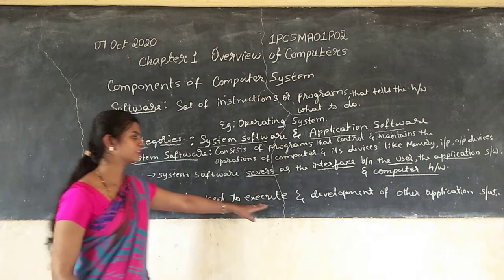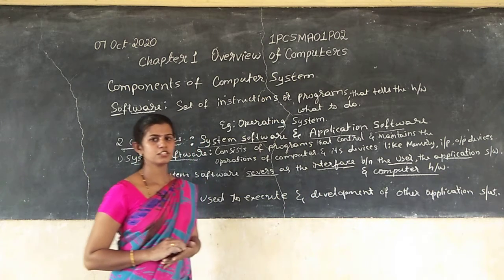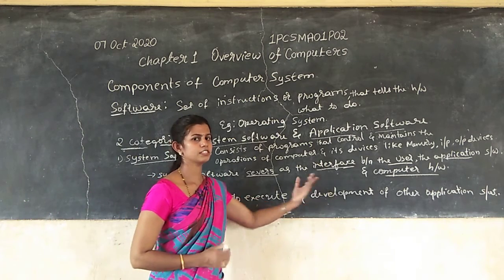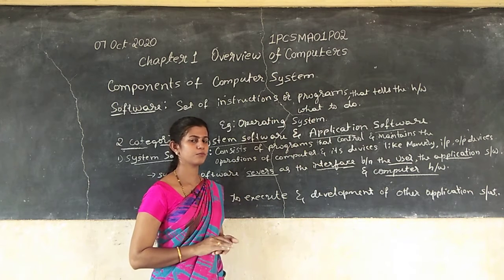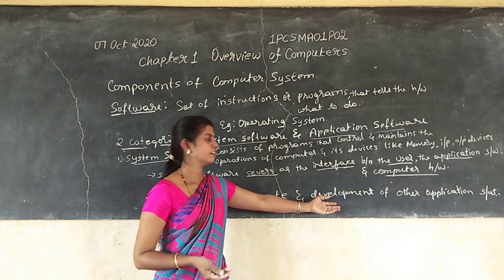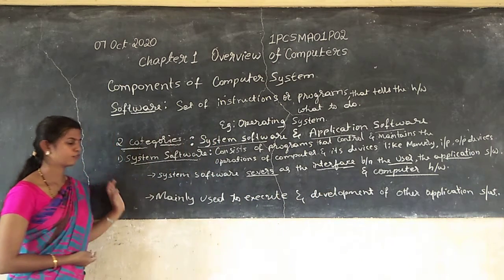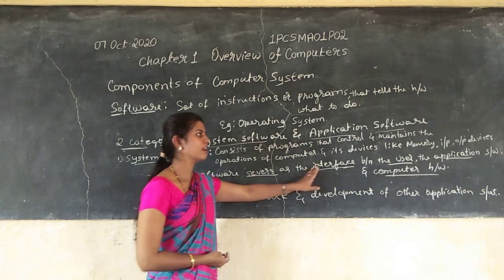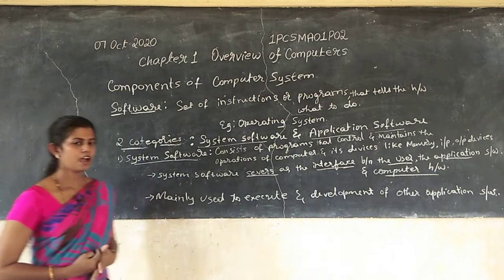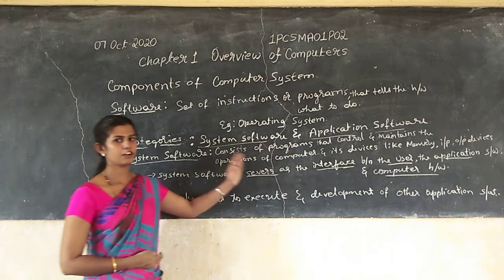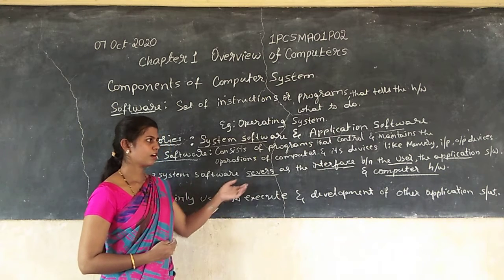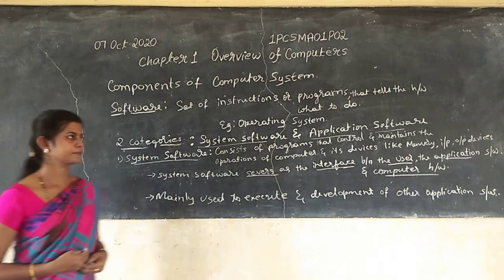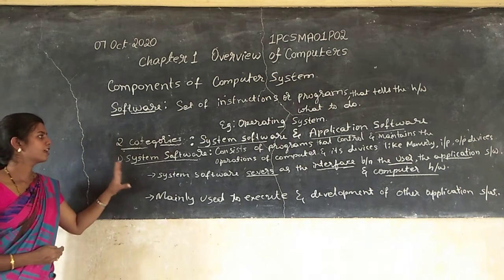And mainly it is used to execute and develop other application software. It is used either to execute application software or to develop new ones. These system softwares are used for that. System software acts as an interface between user, application software and computer hardware, and it consists of programs that control and maintain the operations of the computer and its devices like mouse and input output devices. So, this is about the system software.